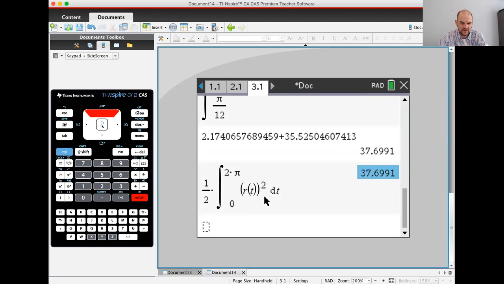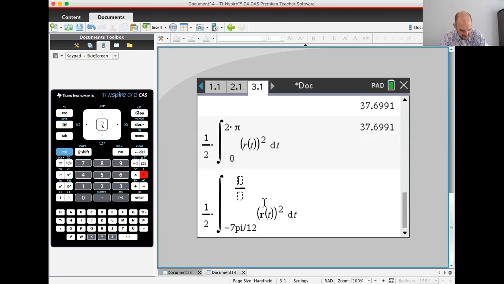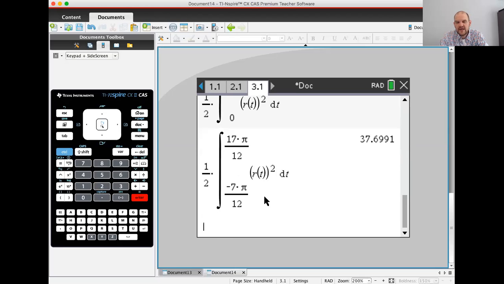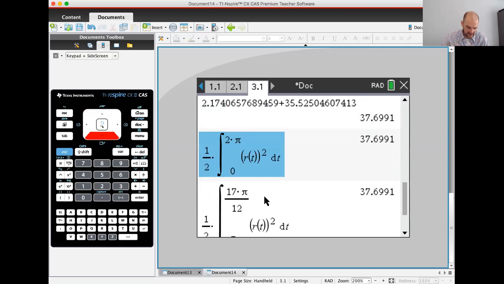Let's check the other one that I think is a little crazier. A little suspect, negative 7 pi over 12. So try to figure out where I got that value, because I didn't really explain it. It's coterminal to something. That's what I did. 17 pi over 12. Yes. Okay, so I am prepared to say that I think these are answers.